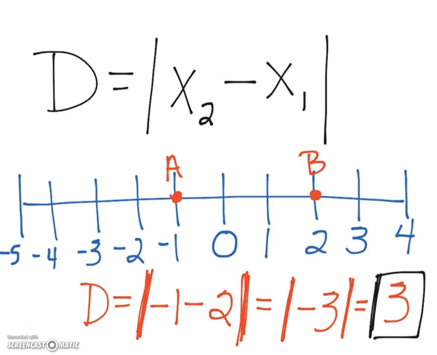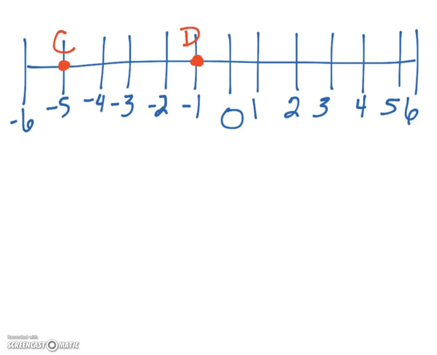One way you can check your answer on here is by counting the number of spaces between A and B. So you'll notice here we have to count spaces. That's 1 space, 2 spaces, 3 spaces. And so as long as that number of spaces matches up with your answer, you'll know that you did that correctly. All right? Let's try another example.